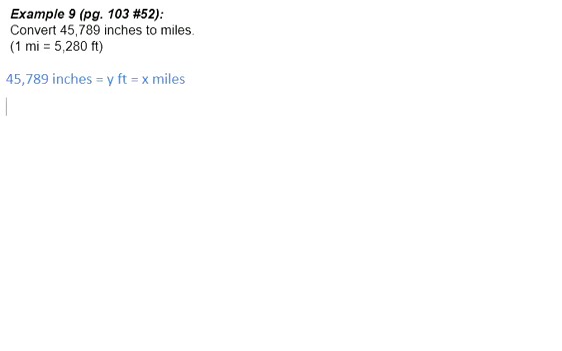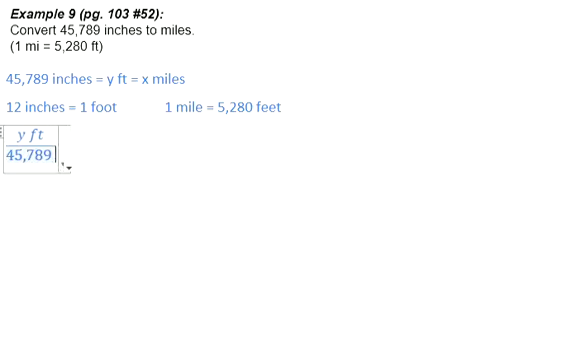So I know that there are 12 inches in 1 foot, and I know that 1 mile is equal to 5,280 feet. So these are the two I'm going to use to compare. Looking at the first one, putting in my unknown, I know that y feet is going to equal 45,789 inches. And I'm going to compare that with my 1 foot and 12 inches.